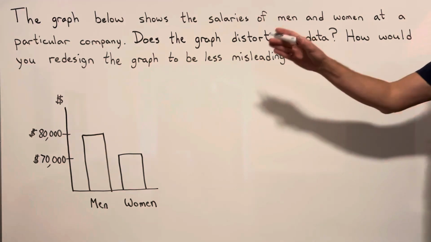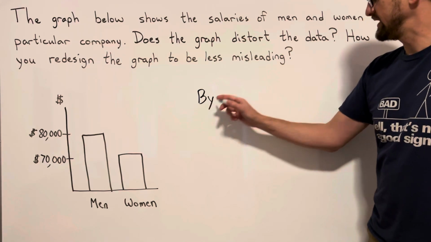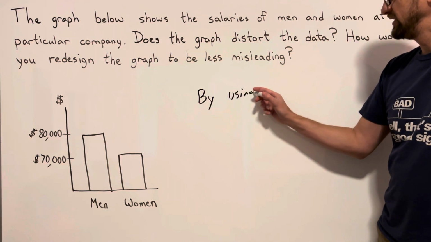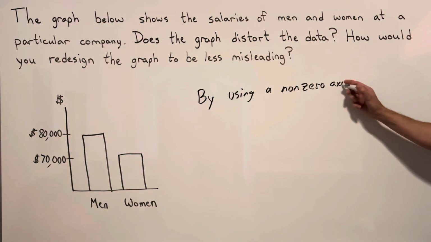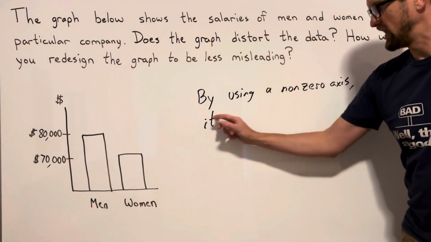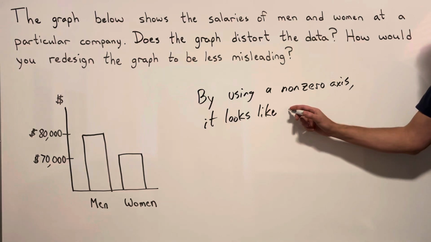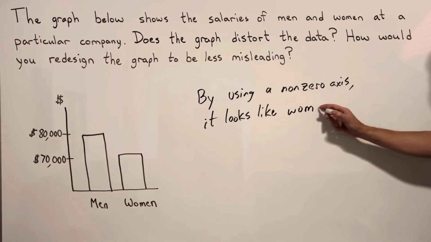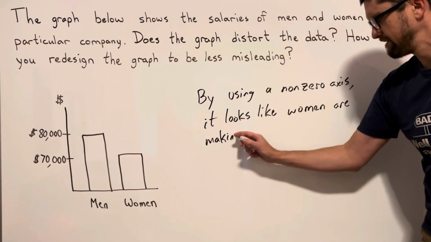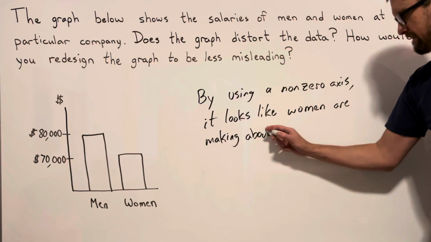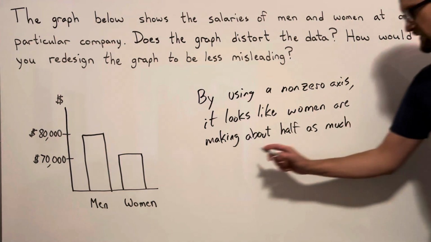So you could say, does the graph distort the data? Yes. You say by using a non-zero axis, it looks like women are making about half as much as the men.